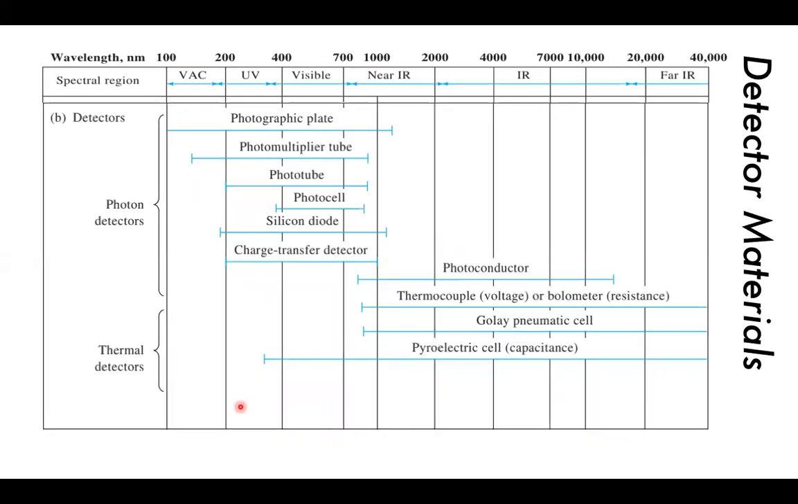So detectors then, we'll talk about those later on. The most common ones that we'll be using are photon detectors, like photomultiplier tubes, phototubes, photocells, charge transfer detectors, photoconductors, things like that. But we'll talk about those later, silicon diodes, what have you. We'll talk in detail about some of these, the most common basically. These thermal detectors are mostly for infrared measurements, which we won't talk about in this course.